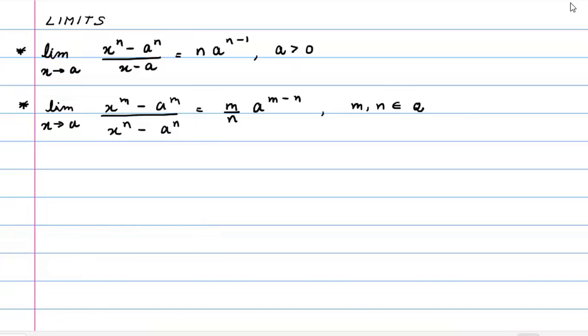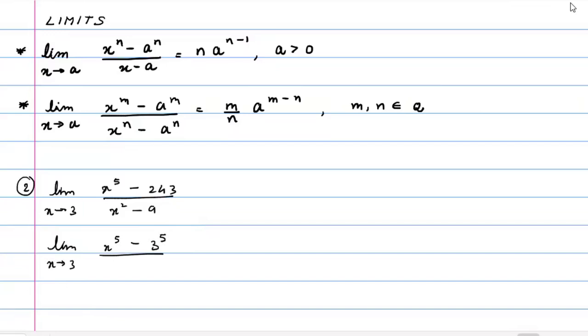So I'll take one question, question number 2. This is limit x tends to 3, x raised to 5, this is 243, and you have x squared minus 9. So what you're supposed to do in this is x raised to 5, this is 3 raised to 5, x raised to 2, and 3 raised to 2. And then you can directly apply.